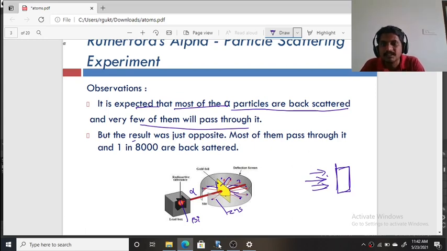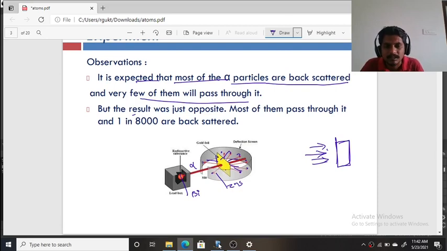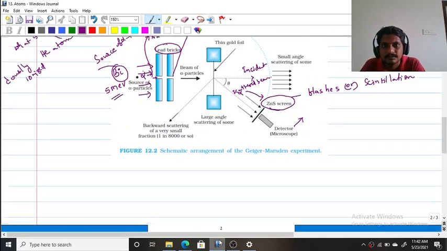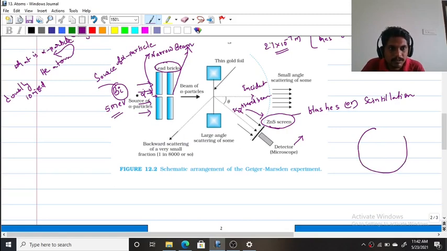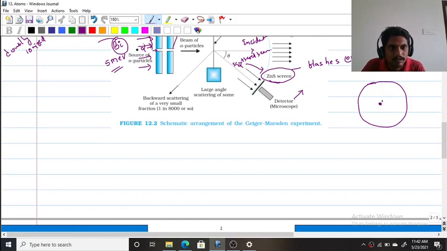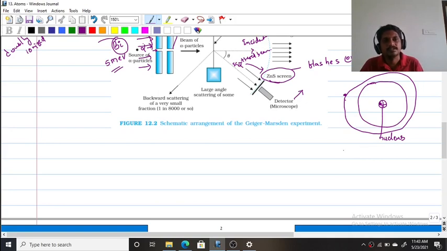This happens because most of the atom is empty. I'll write here, this is an atom. From these experimental observations, we can say that the total mass and positive charge of an atom, almost 99.99% of the mass of an atom, is concentrated in a very small region called the nucleus. The electron revolves like planets revolving around the nucleus, in a circular orbit.